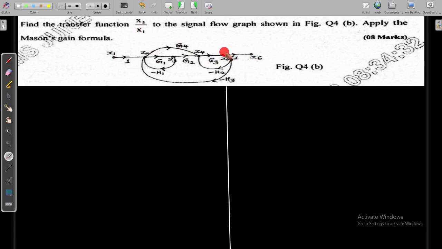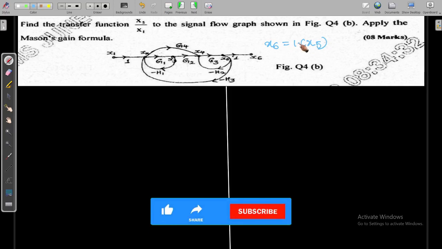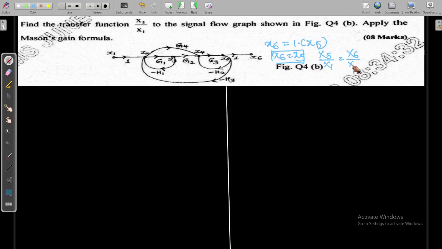Between x5 and x6 you have only a gain of 1, so no need to worry about that. So x5 is also equal to 1, we can write x6 is equal to 1 into x5, they both will become 1 only. So if you observe this, x6 can be written as 1 into x5, so overall gain into x5. So the transfer function will be x5 divided by x1 is also equal to x6 divided by x1. So there is no difference between them, so don't get confused by that. That is the first clue.